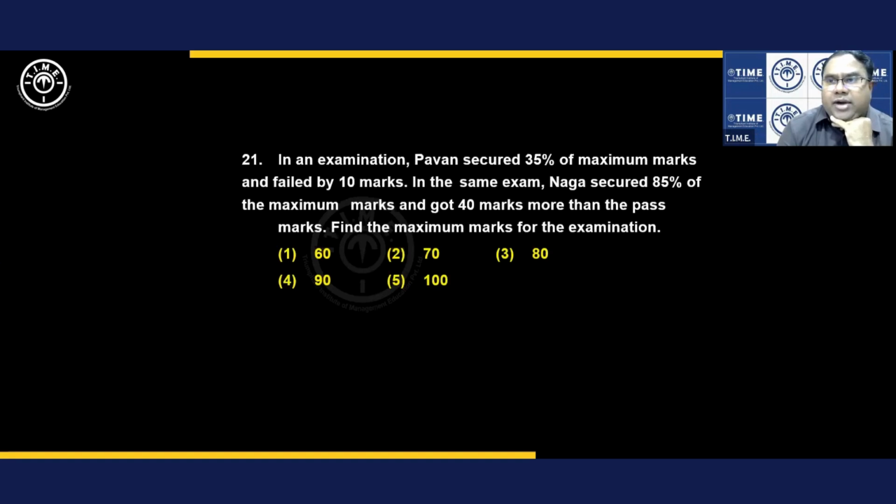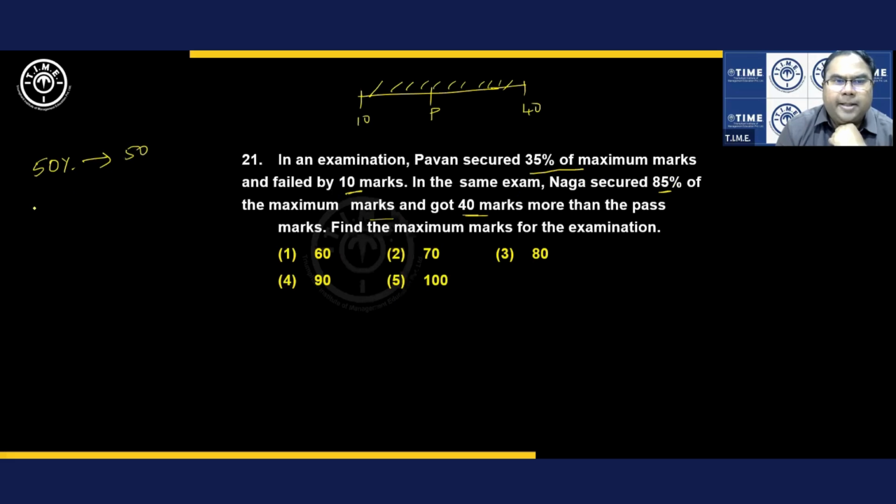Okay, these are individual quant questions. In an examination, Pawan secured 35% of maximum marks, failed by 10 marks. Naga secured 85% of the maximum marks, got 40 marks more than pass mark. What is the difference between percentage of Naga and Pawan? 85 minus 35, 50%. What is the difference in their marks? One failed by 10 marks, one got 10 marks less than pass mark. Another got 40 marks more than pass mark. So the gap between them, 10 plus 40, 50. Maximum marks, 50%, 50, 100% will be 100. Choice 5.